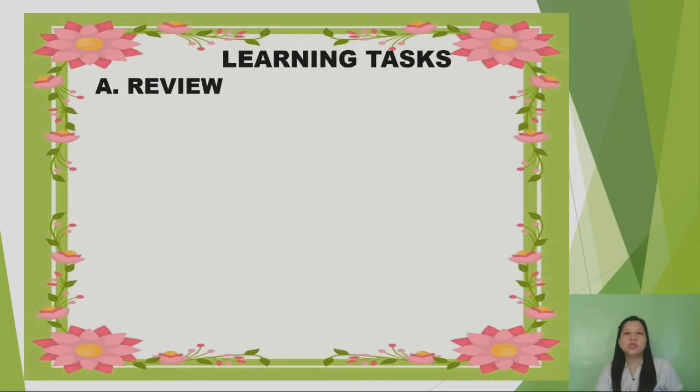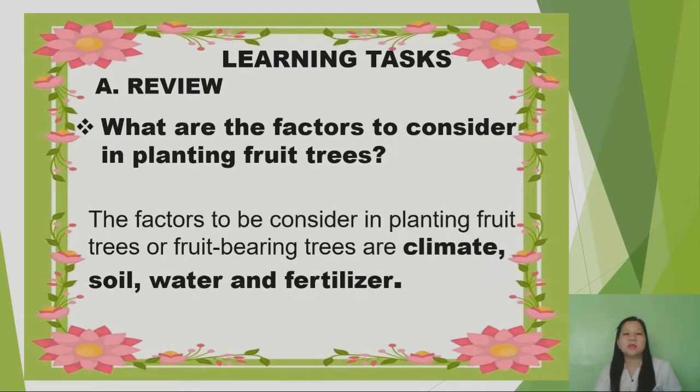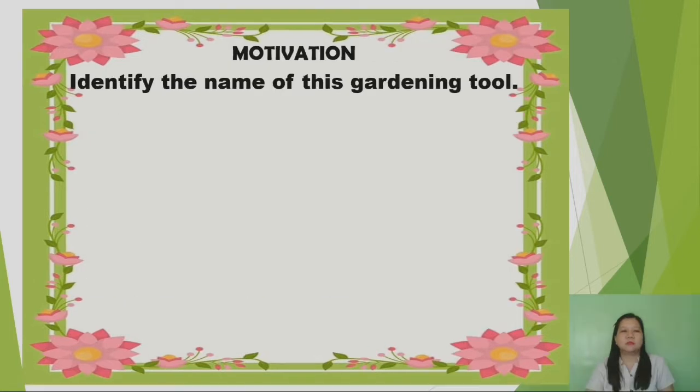Class, do you still remember our previous lesson? Then answer my question. What are the factors to consider in planting fruit trees? I will give you 5 seconds to answer. Time is up. The factors to be considered in planting fruit trees or fruit-bearing trees are climate, soil, water, and fertilizer.